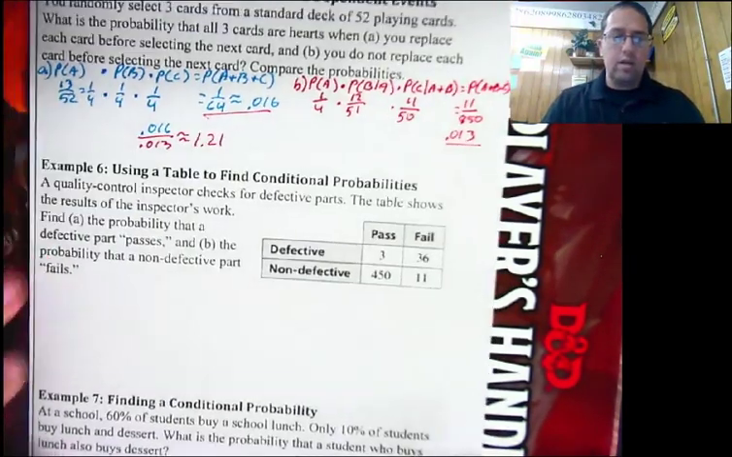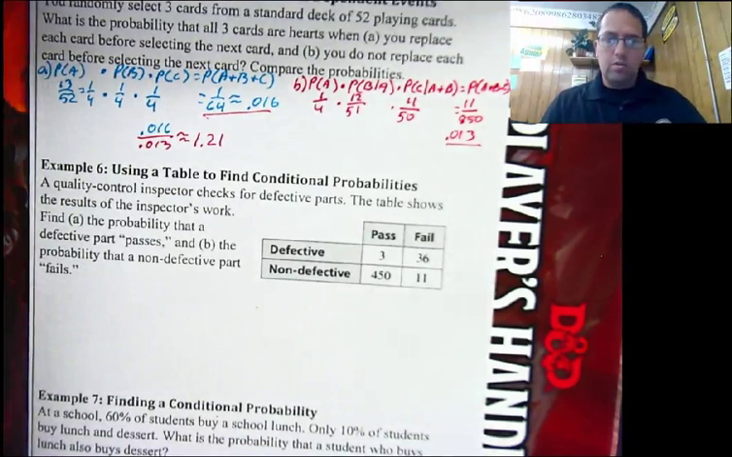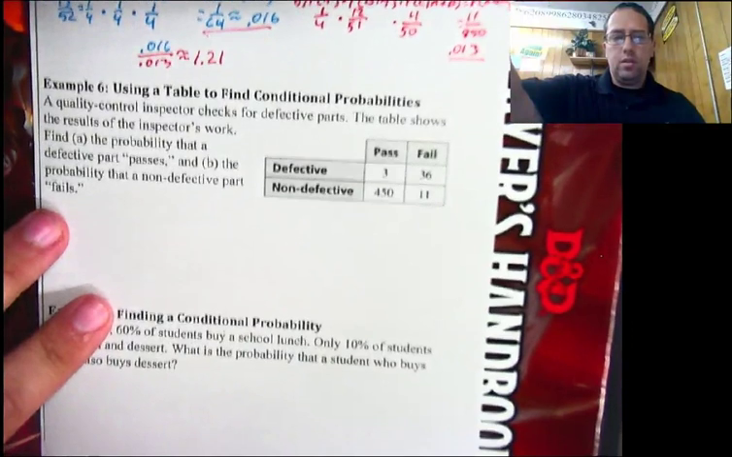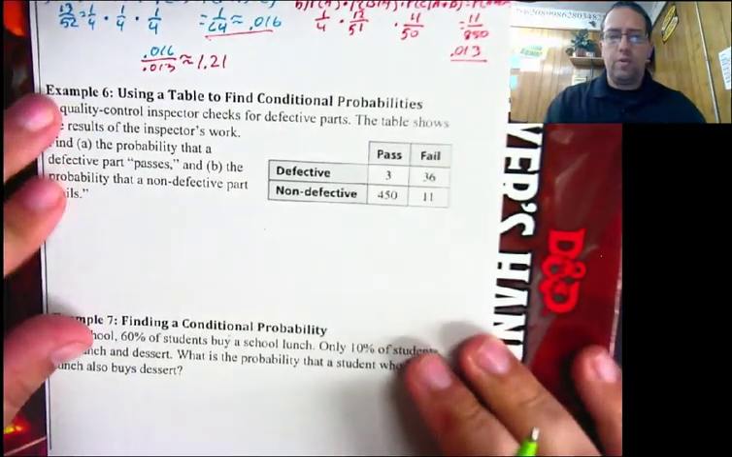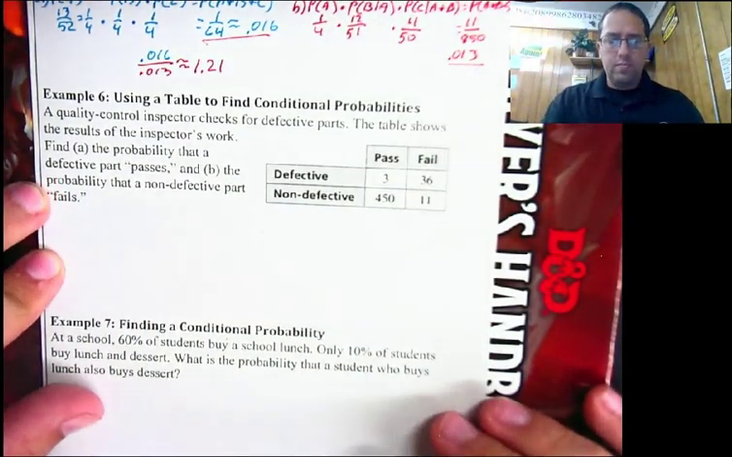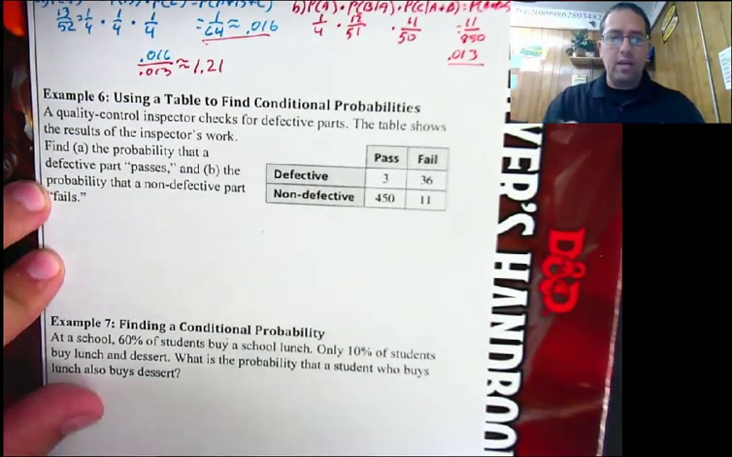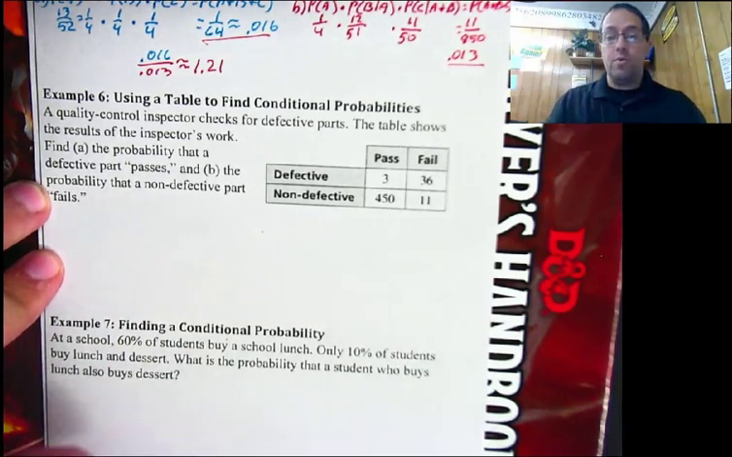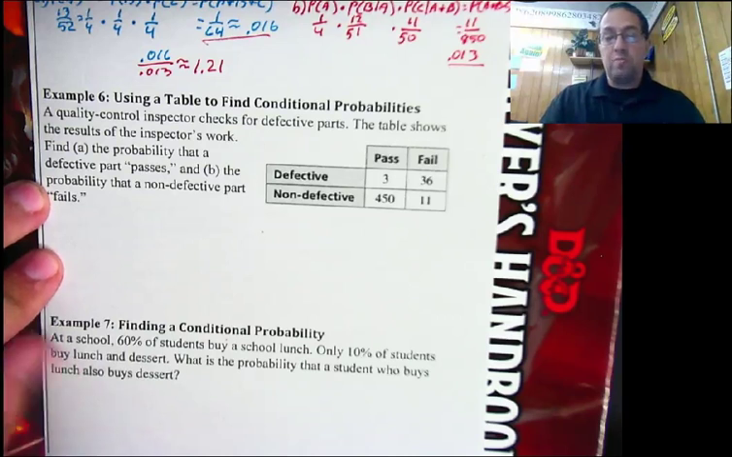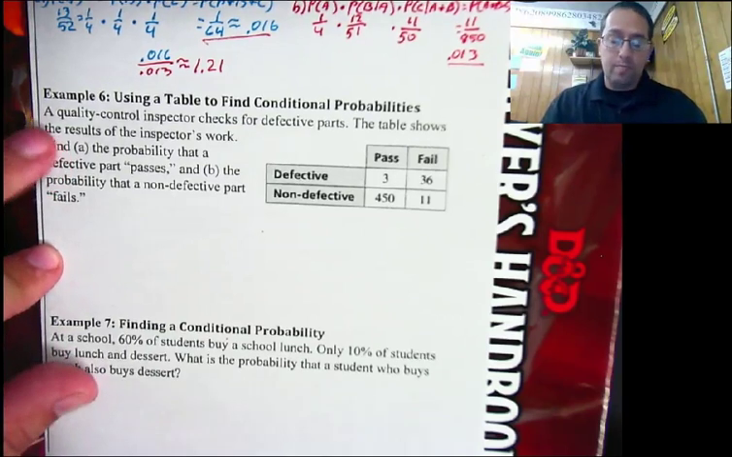So let's take a look at this next one. Using a table to find conditional probabilities. So we've got a quality control inspector checking for defective parts. Table shows his results. Now, we want to A, find the probability that a defective part passes, so something is broken and it goes through as though it wasn't, and the probability that a non-defective part fails, something that works but it got failed and said it didn't.